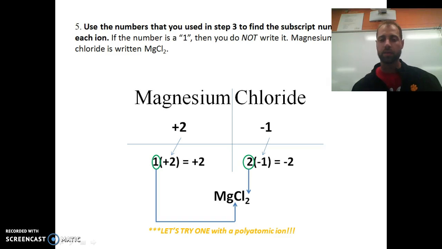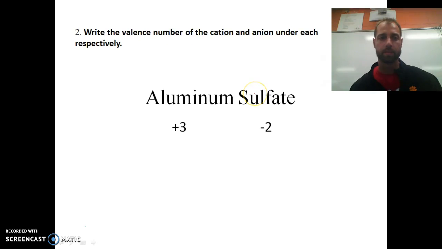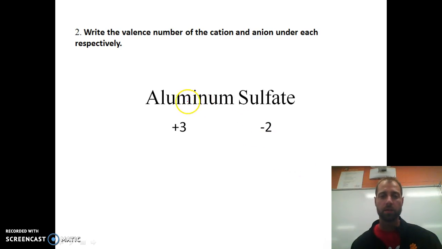Alright, let's try one with a polyatomic ion. First, we write the name of the compound, aluminum sulfate. Next, we write the valence number of the cation and the anion under each. Aluminum's valence number is +3. Sulfate's valence number is -2. This can be found on your common ion sheet.